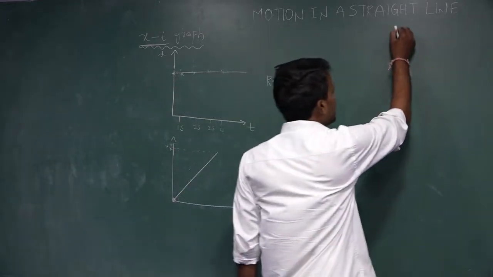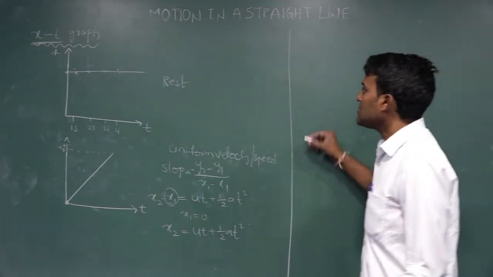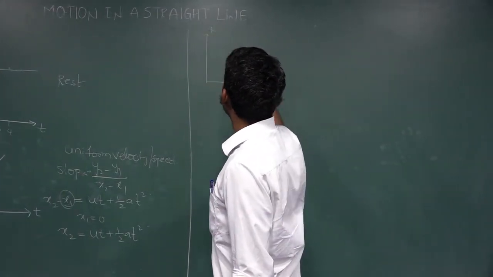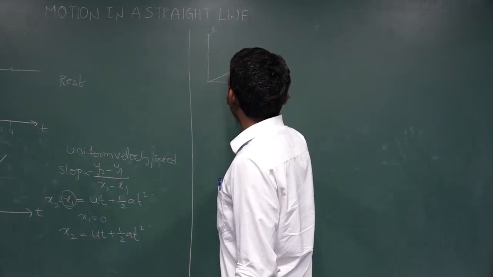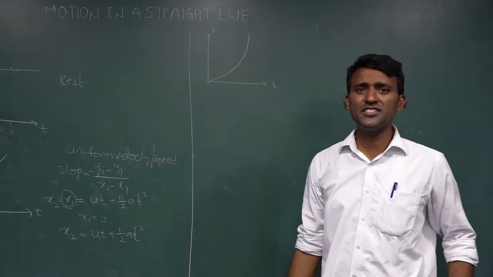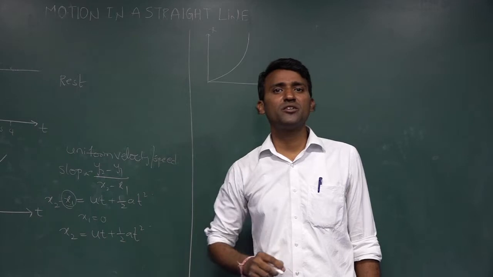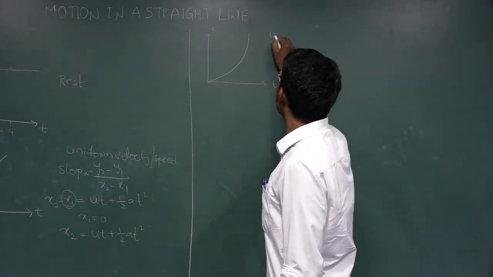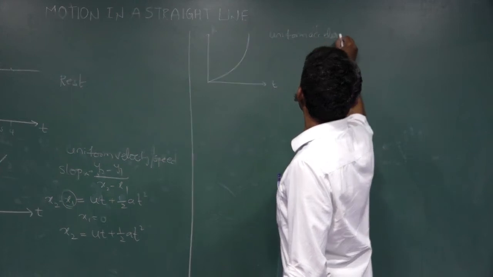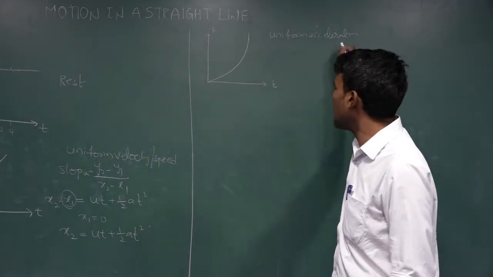Next one I am taking here, position and time graph with increasing slope. When I give increasing slope like this, it is nothing but uniform acceleration. It represents the uniform acceleration, increasing velocity, nothing but a uniform acceleration.